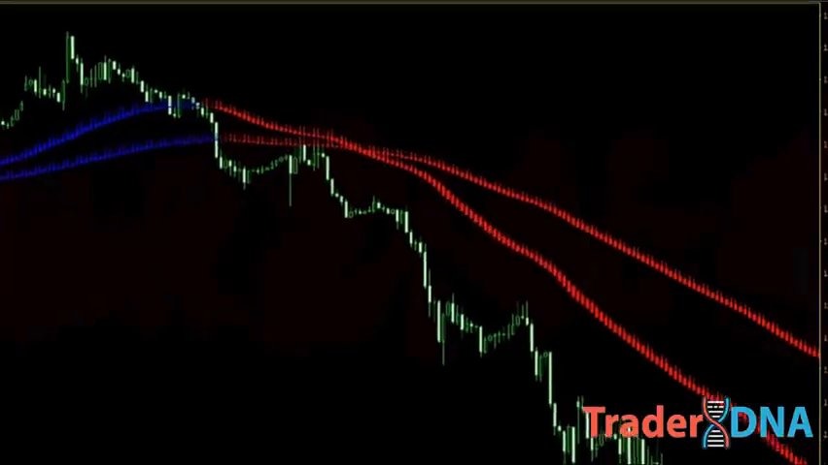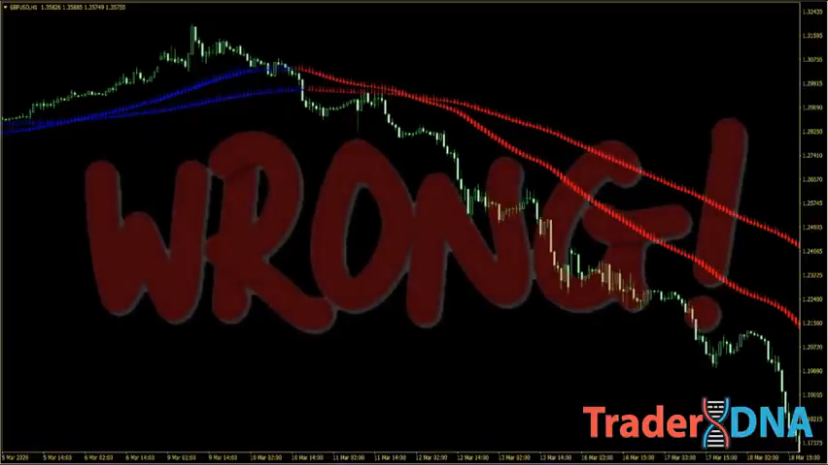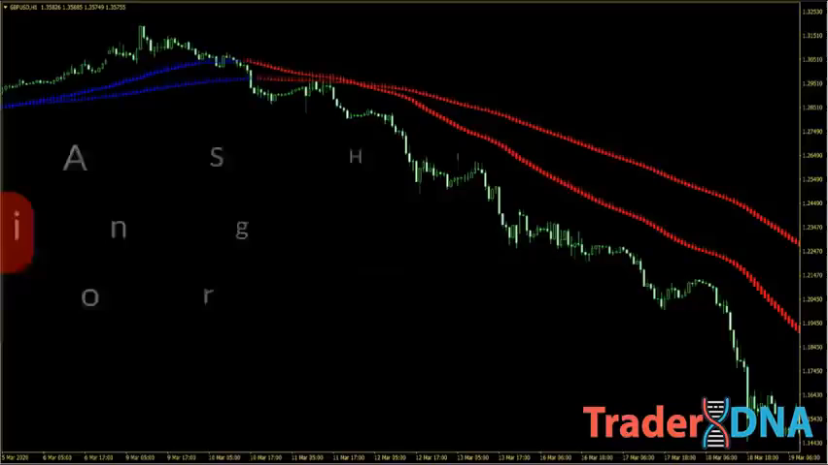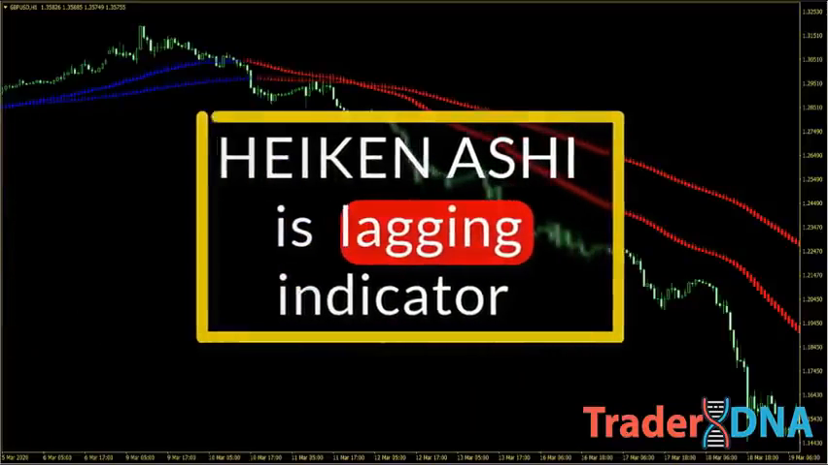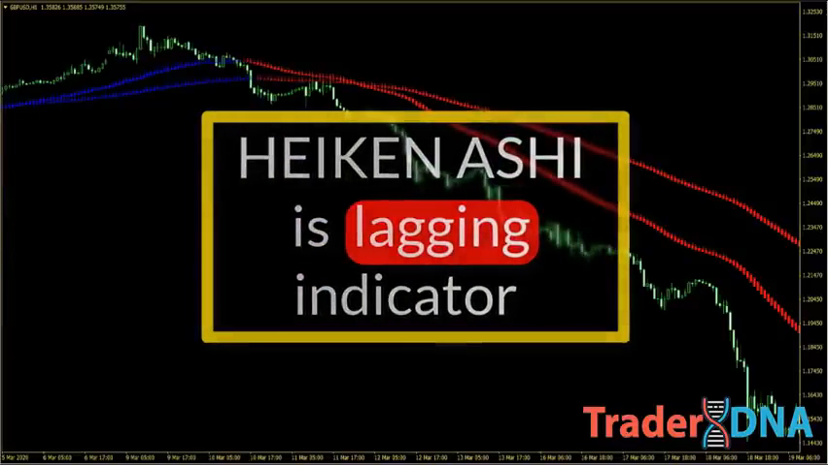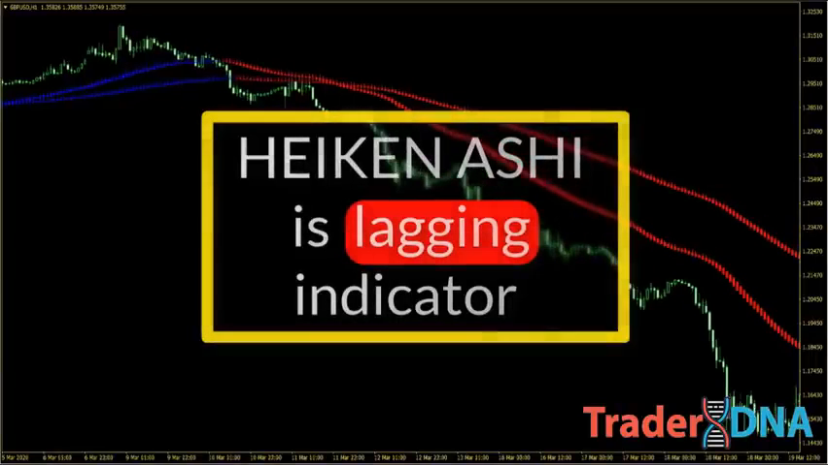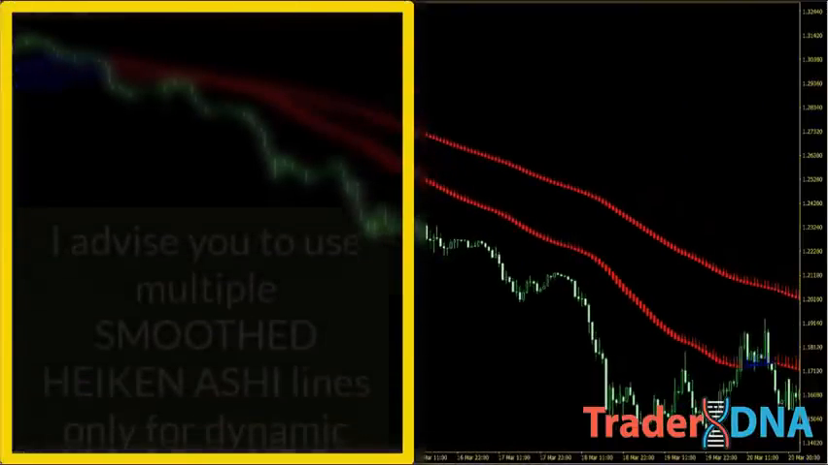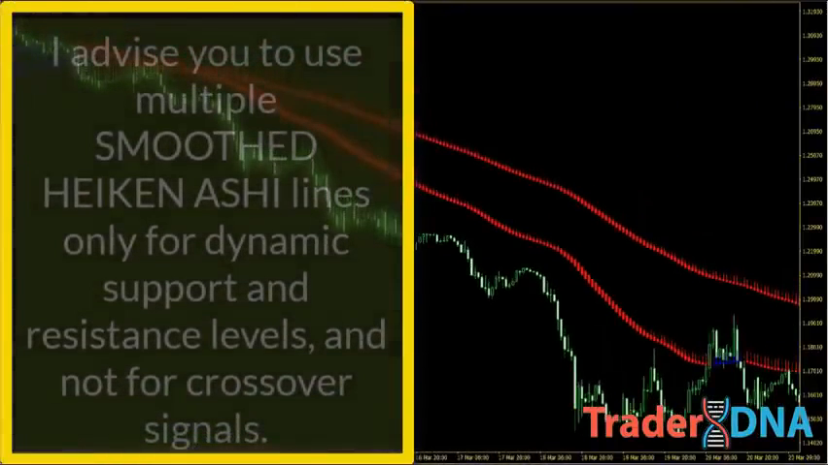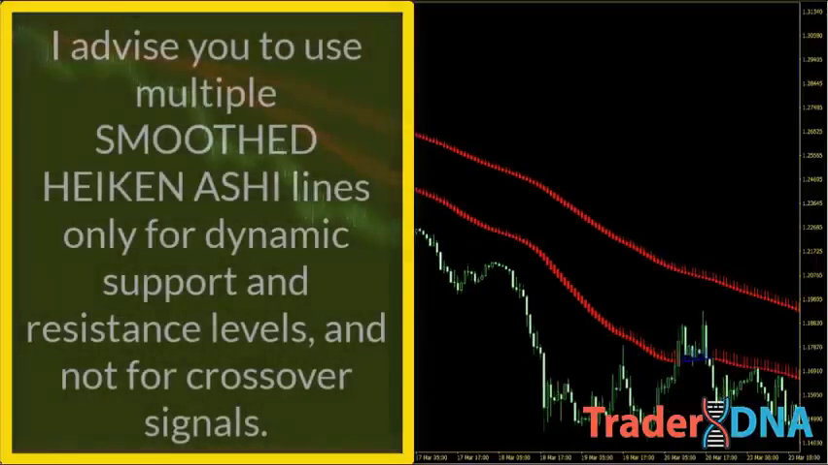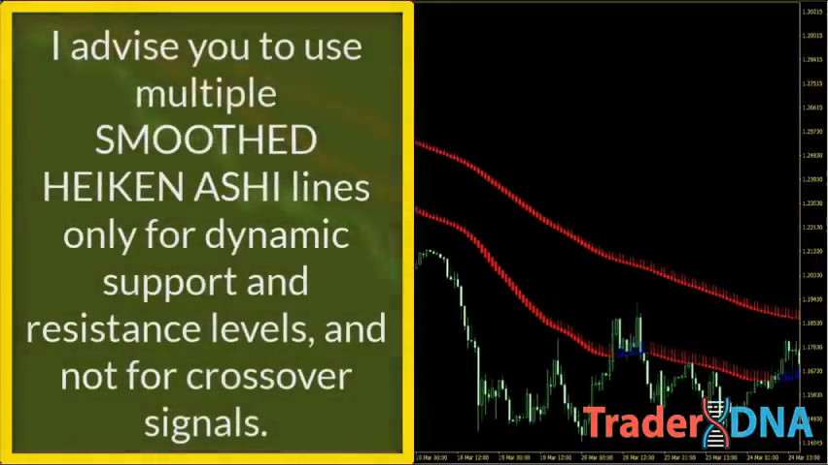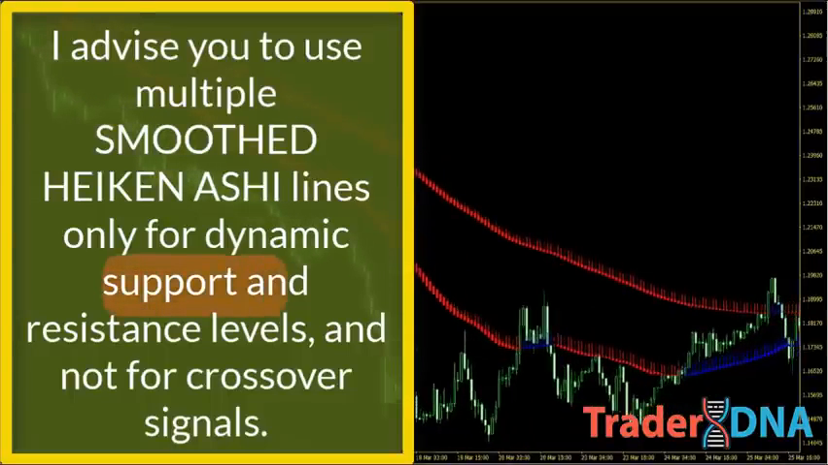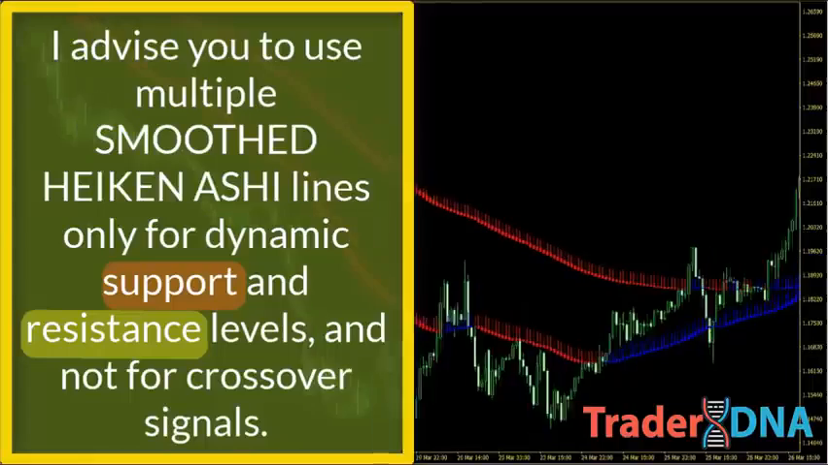This is a wrong approach. It's very dangerous to use smooth Heiken Ashi crossover as the main signal of your trading strategy. Heiken Ashi is considered a lagging indicator that not only dismisses useful signals to open the trade, but also provides you with a late signal for closing the trade. Attempting to build a crossover strategy with two smooth Heiken Ashi lines is a very bad idea. If you don't want to see the market slowly destroying your profit as the trend you are trying to trade has already changed, I advise you to use multiple smooth Heiken Ashi lines only for dynamic support and resistance levels and not for crossover signals.